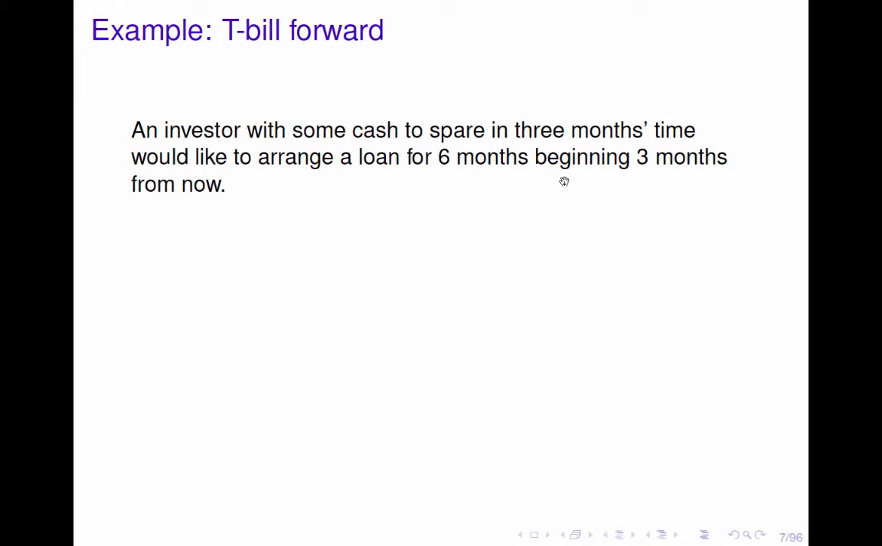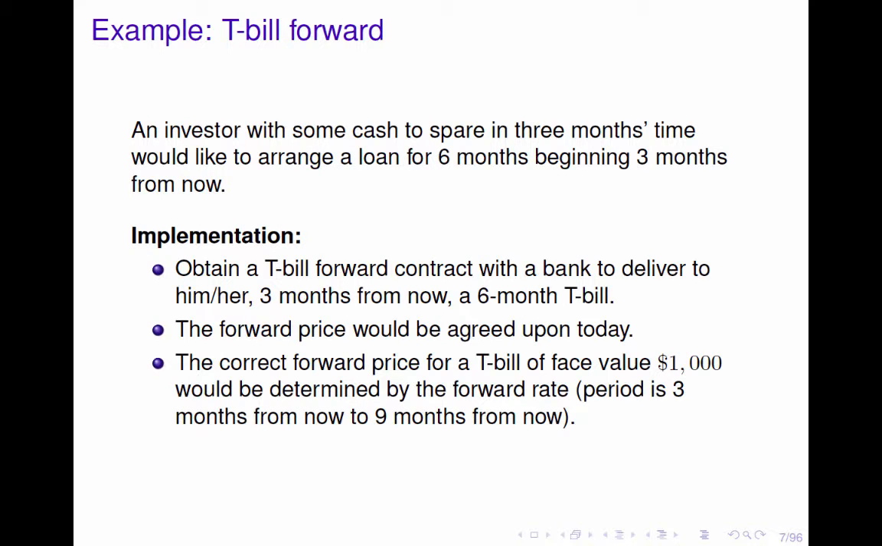Now let's take a look at an example on a Treasury bill forward. Here is the scenario. An investor with some cash to spare in 3 months' time would thus like to arrange a loan starting 3 months from now, assuming that the cash would be available for 6 months. What he needs to do is to obtain a Treasury bill forward contract with a bank to deliver to him a 6-month T-bill 3 months from now. The forward price is agreed upon today such that he does not need to pay anything for entering the contract.